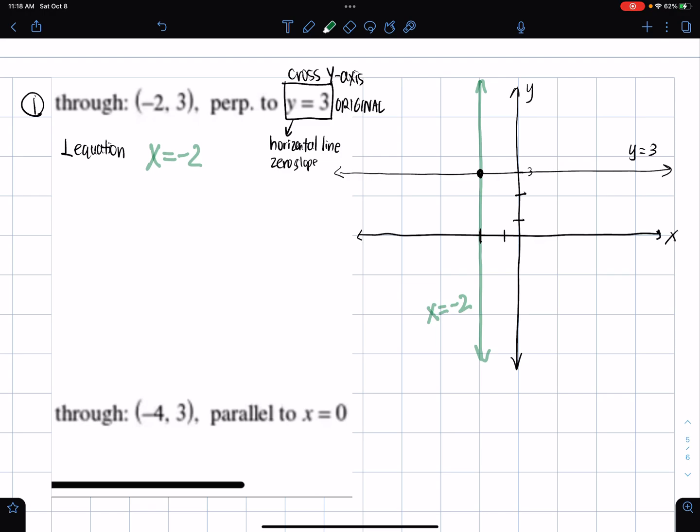And just a quick review on some vocabulary words. This green line is a vertical line, and this has an undefined slope. So, like ghosts are undefined beings, and they move up and down in the world.